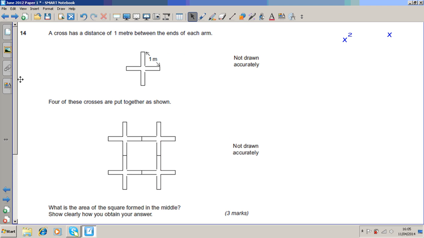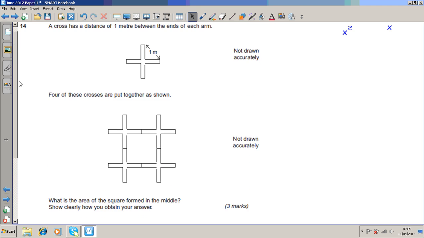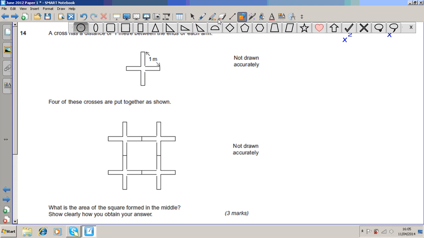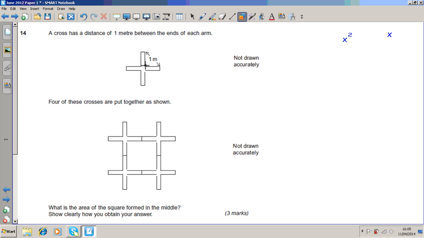14. Whoa, that looks like a nasty looking question. What is the area of the square formed in the middle bit here? 1 metre between each one, so that's 1 metre there. I need the area of that in the middle there. The way I'd be looking at it is, if I can work out the area of that bit there, then essentially I've got 4 of them in the middle here. So I can work out 1, then I can just times it by 4 to get my answer.